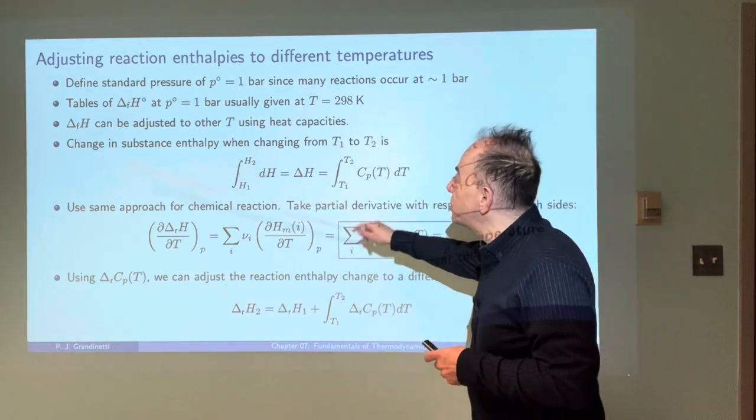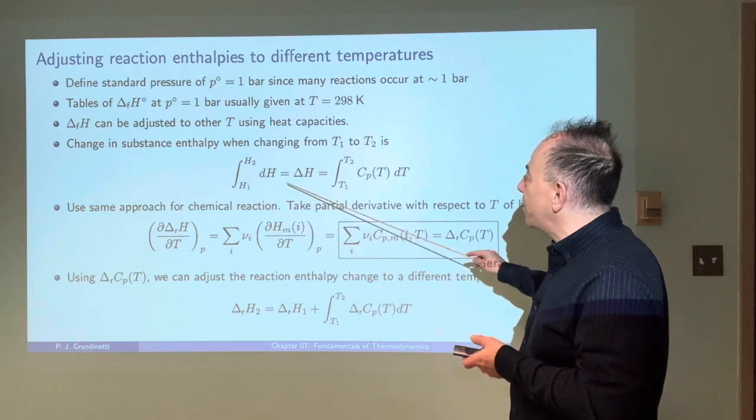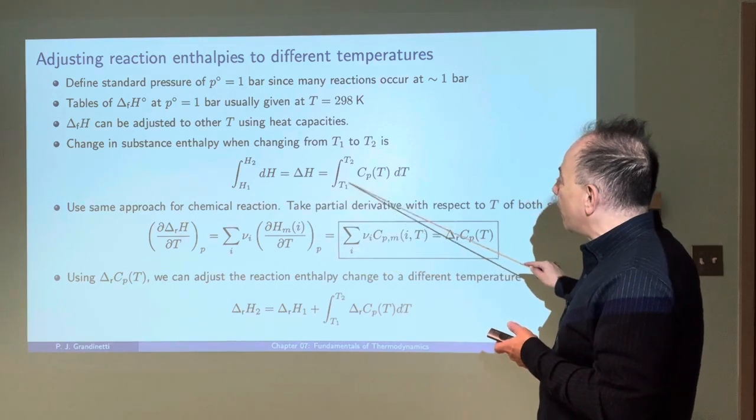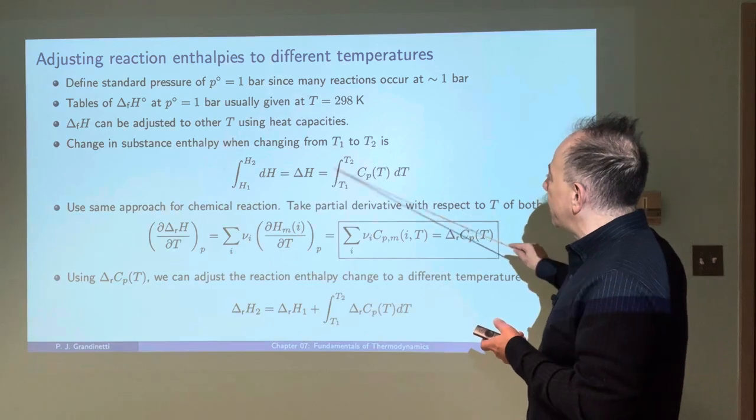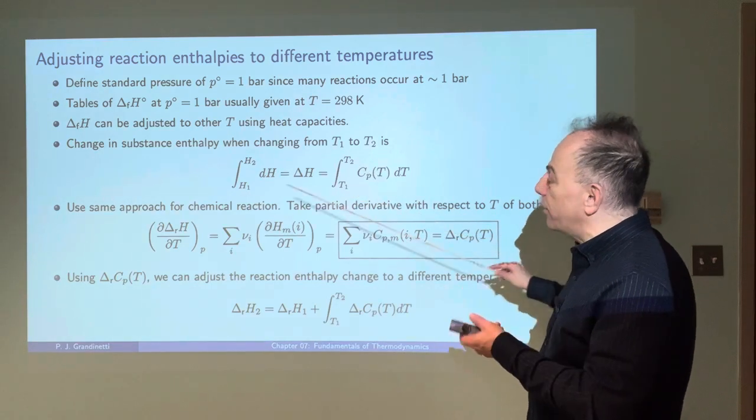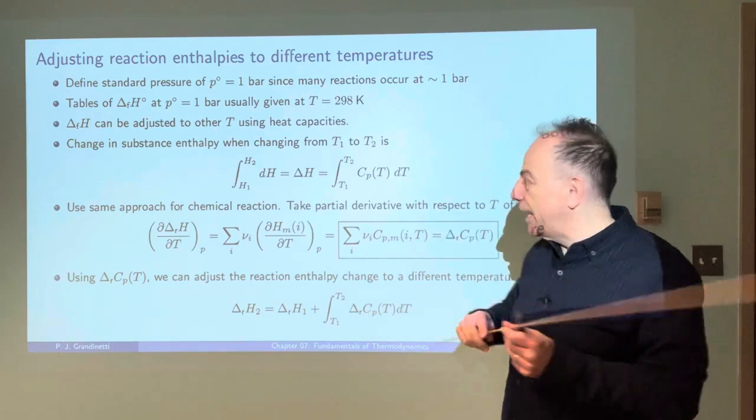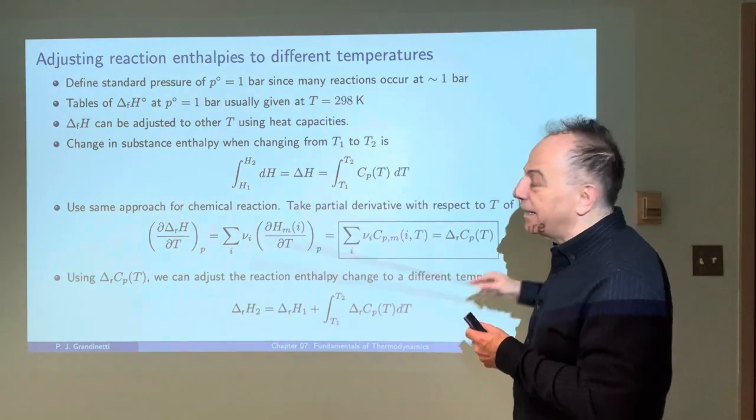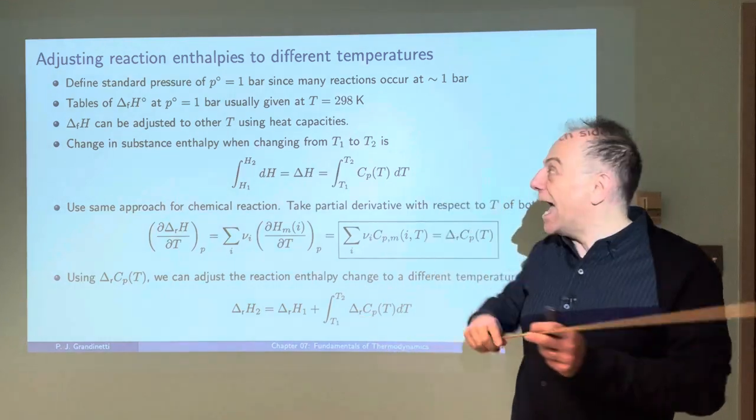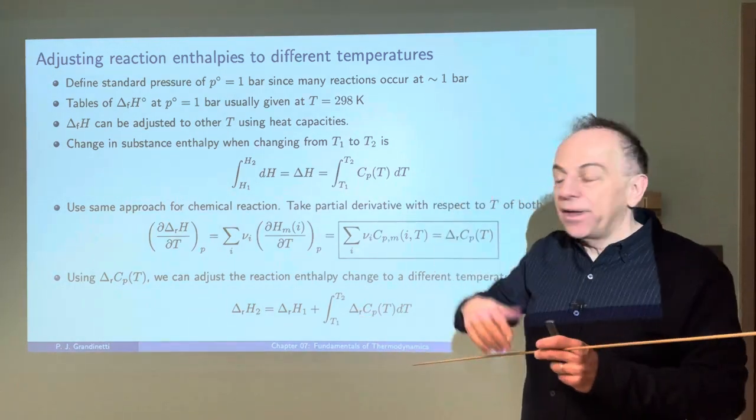So you can change the delta H for a reaction, or delta H for any substance, by just integrating from one temperature to the next. You take the heat capacity and you integrate it from temperature 1 to temperature 2, and you'll find the adjustment, say to go from 298 to say 350, for example. You just integrate the heat capacity from 298 to 350, and you'll find the adjustment that you add to your value in the table to get the enthalpy for that compound.